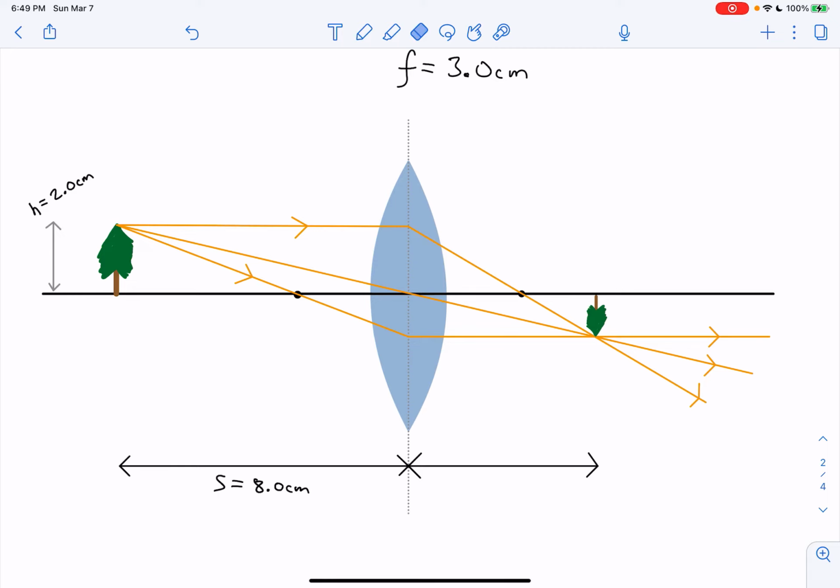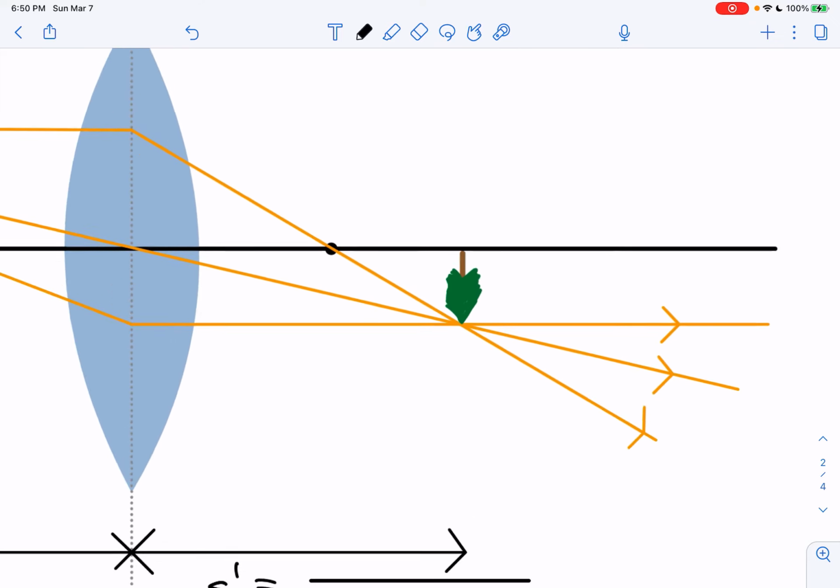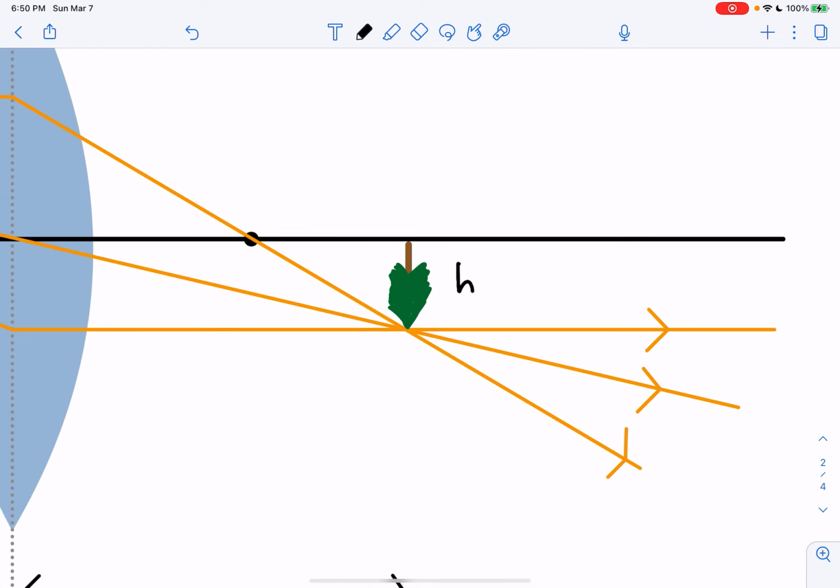And to denote the distance to the object, I used S, which is a more generic distance variable. Then for the distance to the image, I'm going to use S prime. Similarly, I'm going to use H prime when describing the height of the image. Alternatively, you could say H_O and H_I for the height of the object or the image.